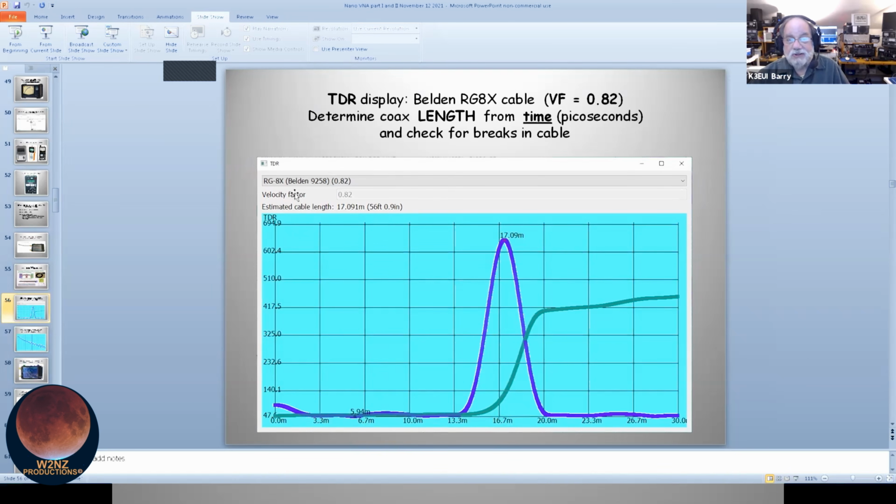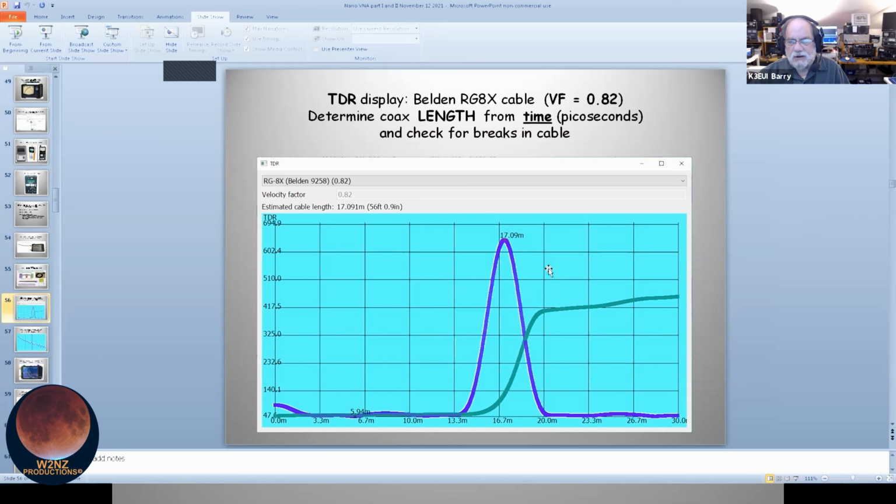Well, I told it I've got Belden RG8X, the Belden 9258, which has a velocity factor of 82, 82% the speed of light. And look at this, no return, no return. Big return here, 17 meters away. Well, 17 meters, that was about 50-some feet. And I knew it was 50 feet of coax. So not only that, but look, there are no bumps here. So I don't have a break in the cable.